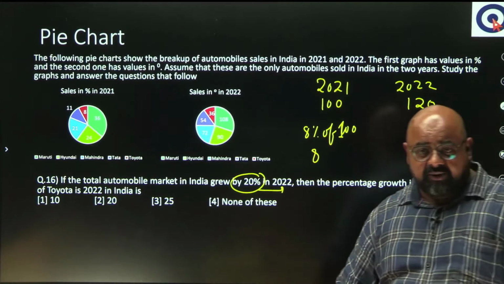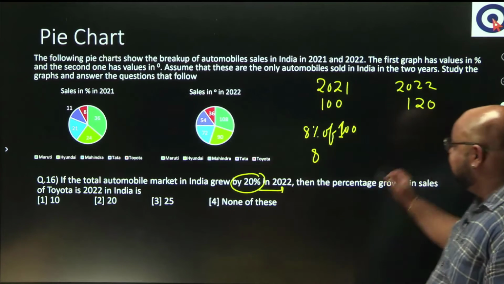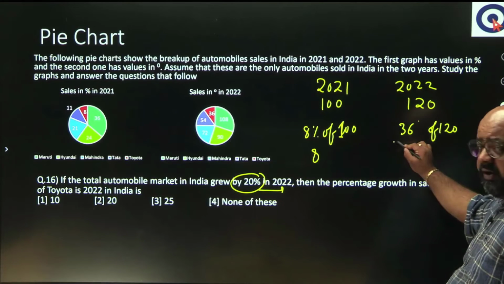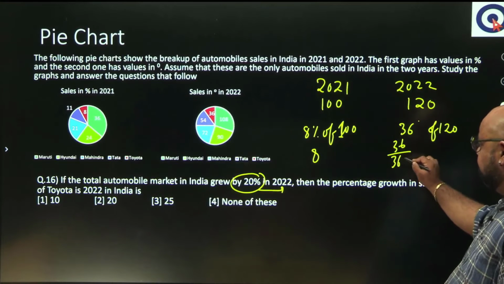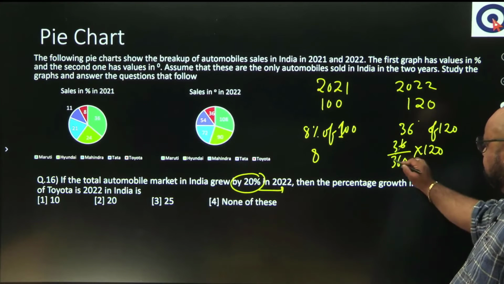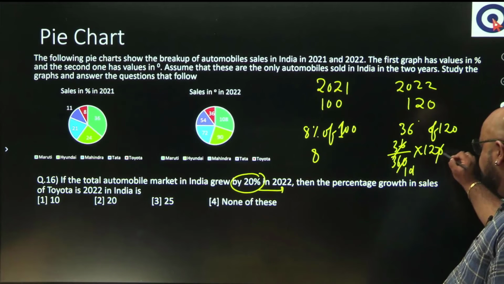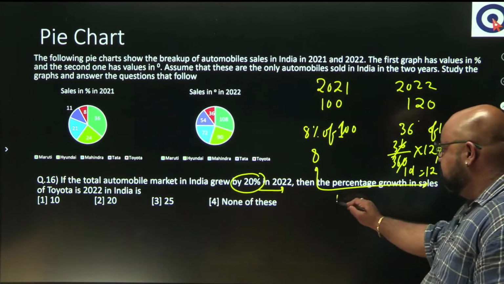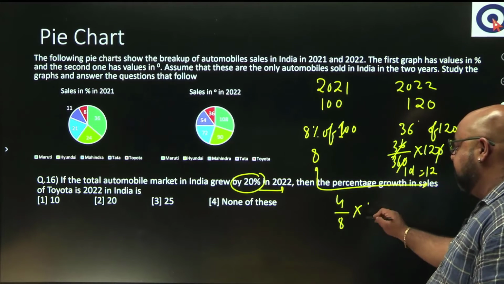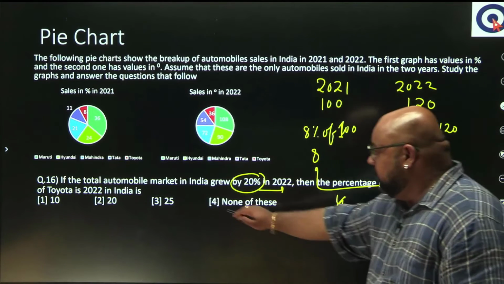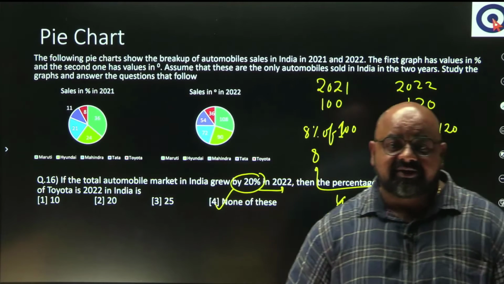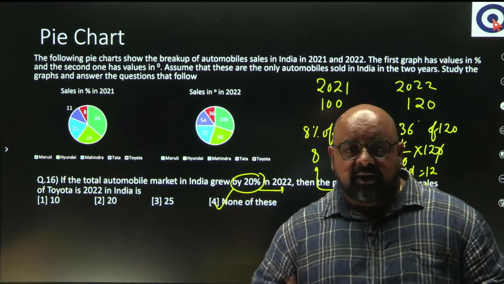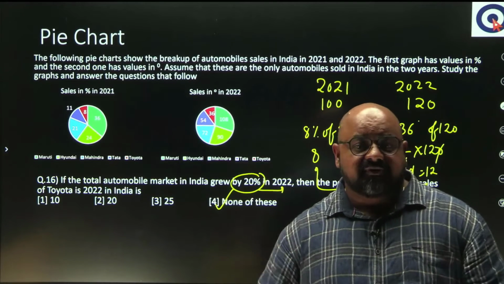What about 2022? In 2022, Toyota was 36 degrees of 120. Therefore, 36 upon 360 into 120, which is 1/10 of 120 or 12. And therefore, this number has gone from 8 to 12. So, an increase of 4 on a base of 8, which happens to be 1 by 2 or 50%. So, the answer becomes none of these. Comparison across pie charts happens only when there is a relationship between the total values of the pie charts.